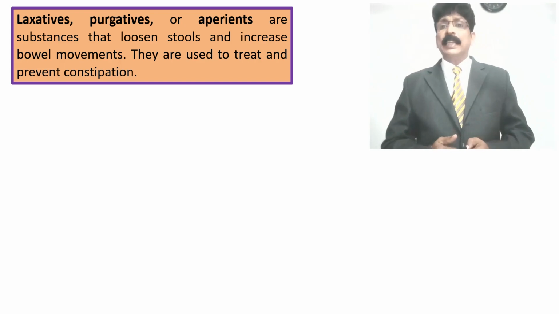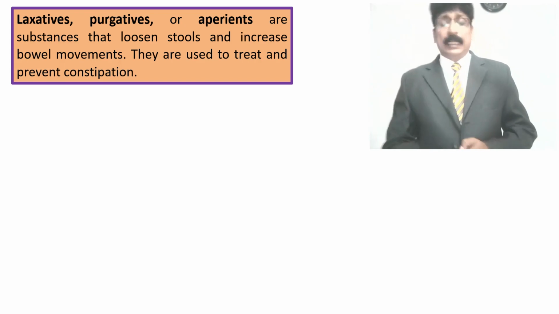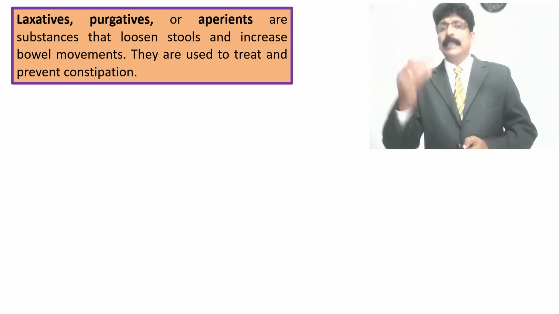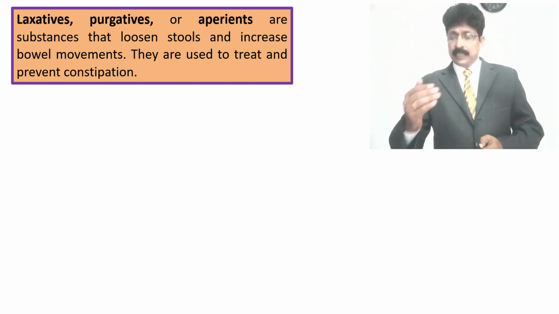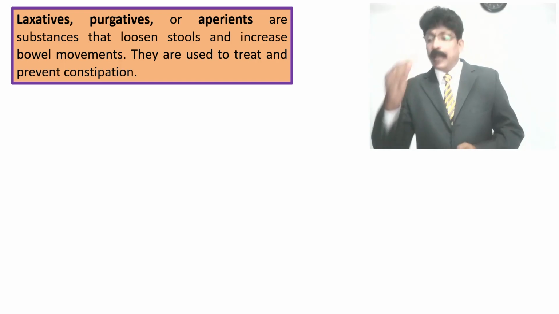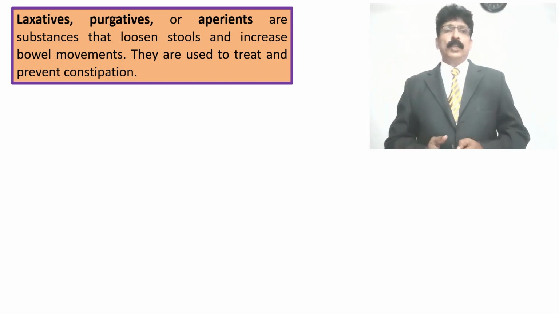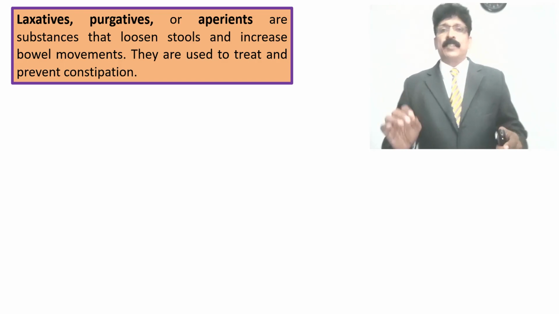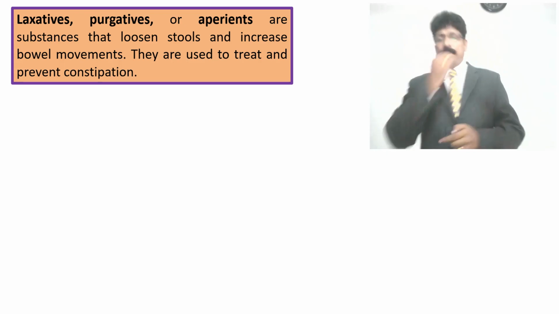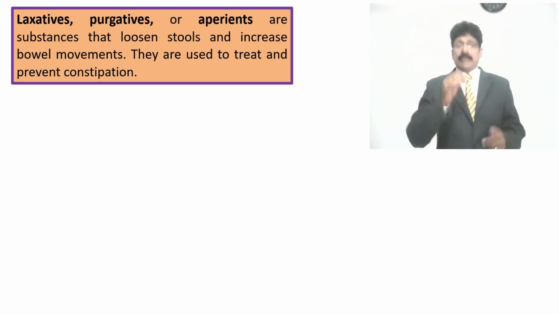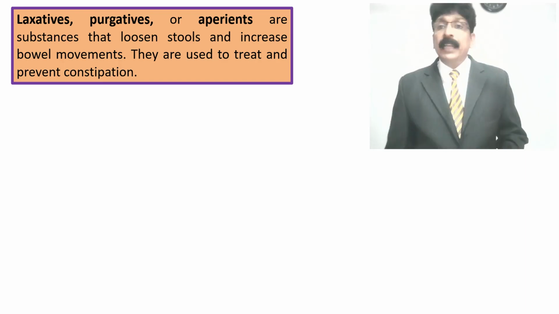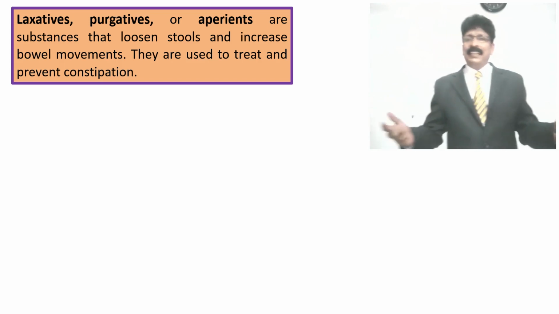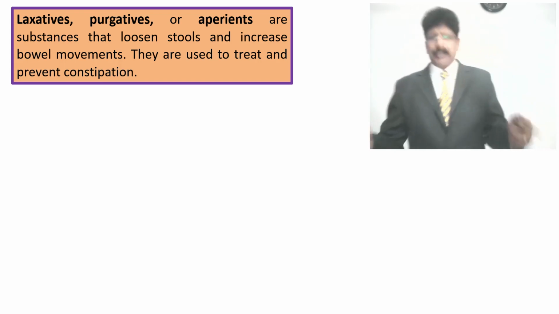So you can see there are the words laxative, purgative, cathartic. They are all the same, used to evacuate the bowel, but there is a difference in their action. The severity of the action gives them the names laxative, purgative and cathartic. Laxatives are substances that loosen stools and increase bowel movement. They are used to treat and prevent constipation. You might remember when I asked in the class, immediately students were telling that laxative is used for constipation. 100% true.